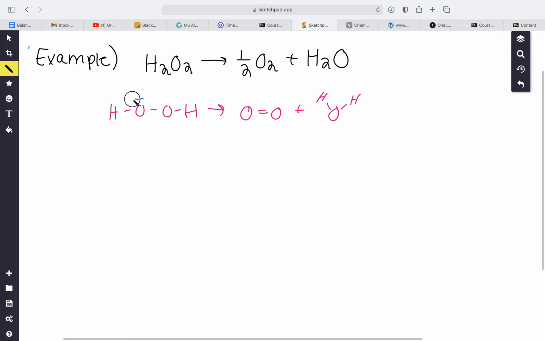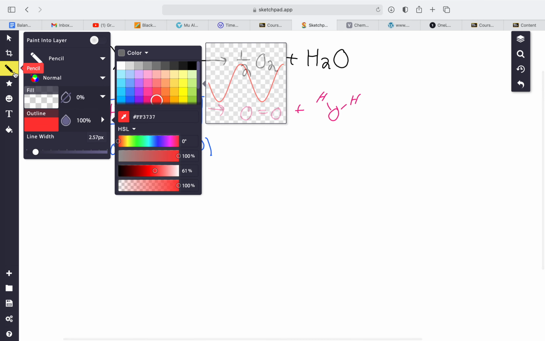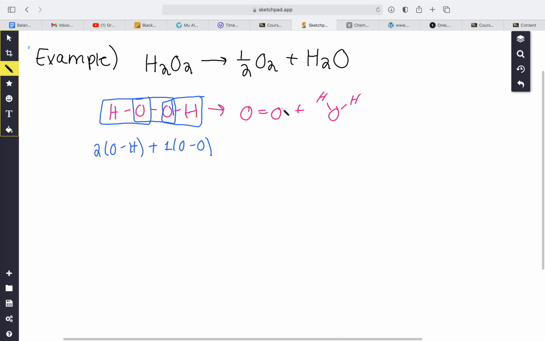So we're going to break an OH bond, an OO bond, and another OH bond. So we're going to have 2 OH bonds broken plus 1 single bonded oxygen. Alright, so now let's look at what is made.